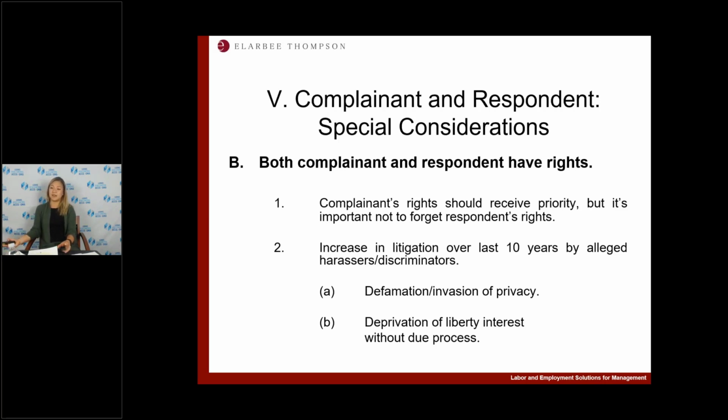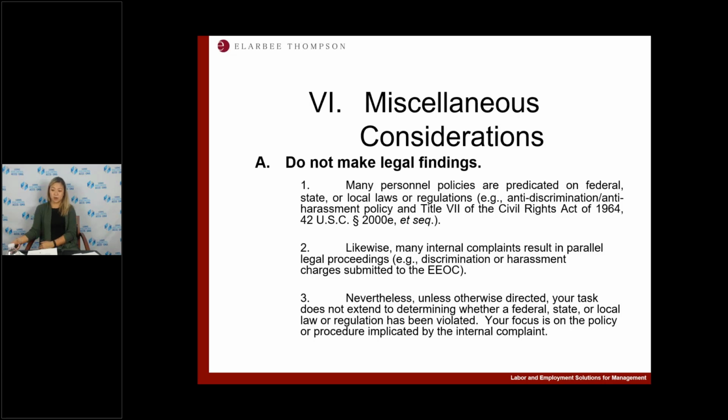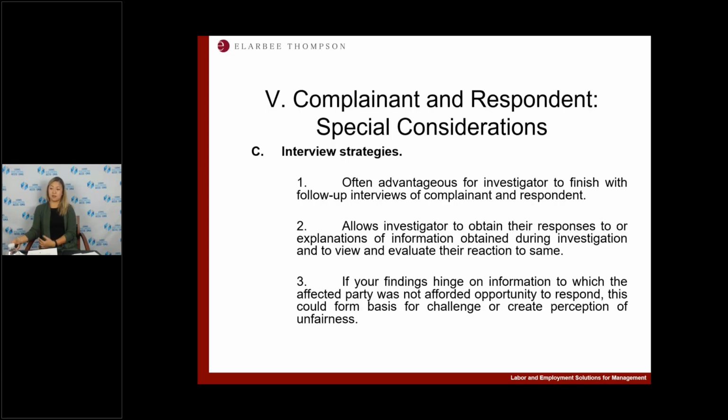As the slide says, the likelihood has increased over the last 10 years. I haven't seen that many of them, but it is possible. So that's just something to keep in mind. We've gone over these interview strategies, but just approach your interviews with an open mind. Make sure that you are asking all of your questions, but also fully listening.